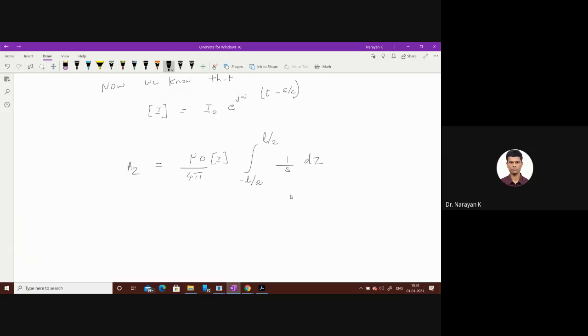Fine. So if I have to integrate this, what happens? Mu naught into retarded current I divided by 4 pi. So if I have to integrate this, what happens? This will be Z limit minus L by 2 to L by 2. Am I right? Yes, sir. Okay, very good. So till here we have come.